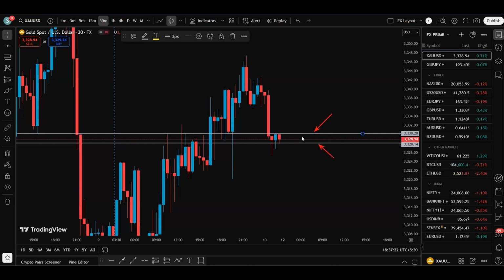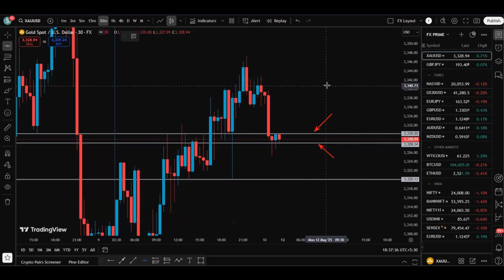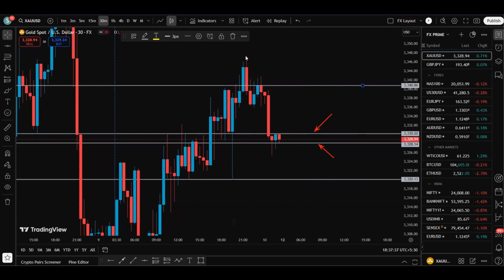After marking our immediate resistance and support, you also have to mark your next resistance and the next support. For example, here we can see that our next support is right here and our next resistance is right here. So this is our resistance, this is our support, right? Now we know that this is our immediate resistance, and this is our immediate support, right?